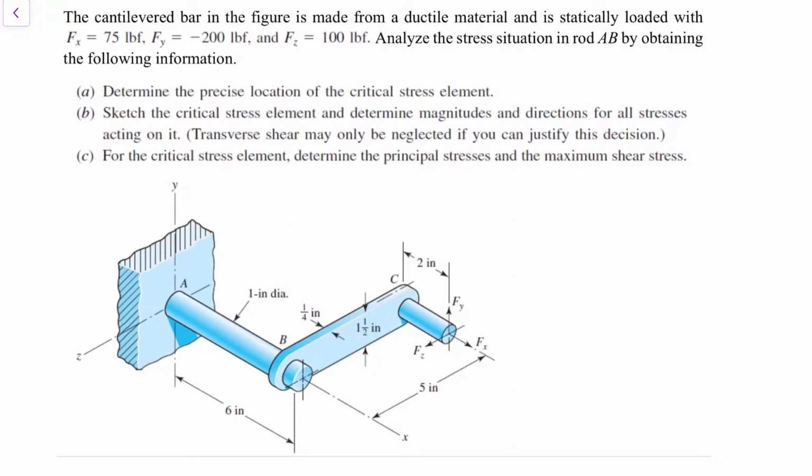So the first thing we need to do is determine the precise location of the critical stress element. Once we understand where the critical stress element is located, we can combine normal stresses and shear stresses, and draw a critical stress element that can later be used in developing a Mohr circle that's going to give us the principal stresses and the maximum shear stress.